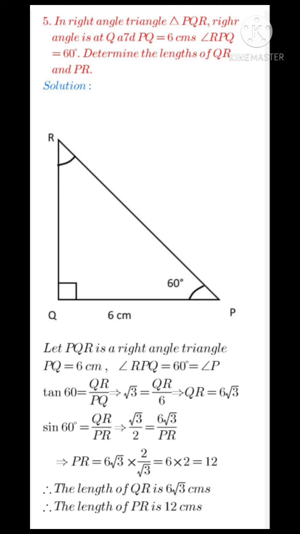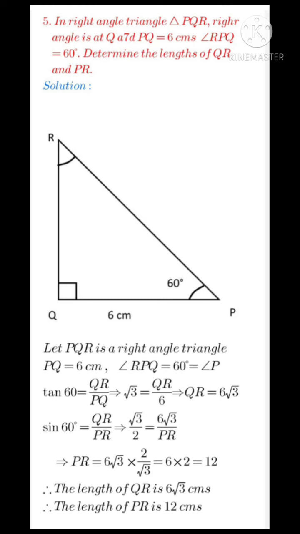Tan 60 is equal to opposite by adjacent, that is QR by PQ, and tan 60 is root 3, so root 3 is equal to QR by PQ, which is 6. Cross multiply, QR is equal to 6 root 3. And sin 60 is equal to QR by PR. What is the formula? Opposite by hypotenuse. So sin 60, which is root 3 by 2, is equal to QR by PR. Just now we got QR as 6 root 3, so it is 6 root 3 by PR.